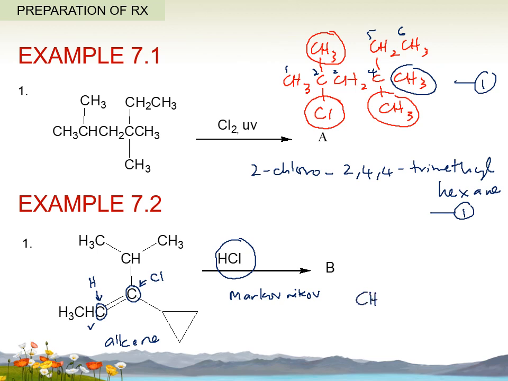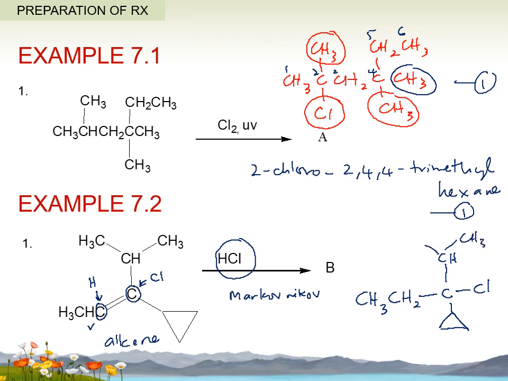From below, CH3, then CH2, I am already inserting the hydrogen there at carbon number 2, and then I'm drawing a carbon there where I'm going to attach the Cl. Then this is a cyclopropyl, and then this is the isopropyl part up here.